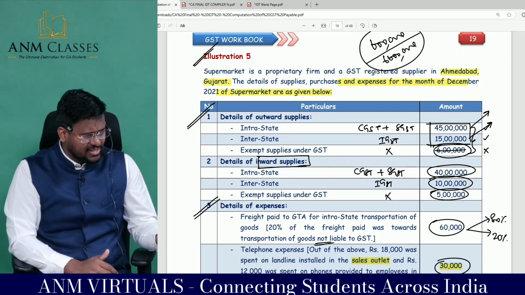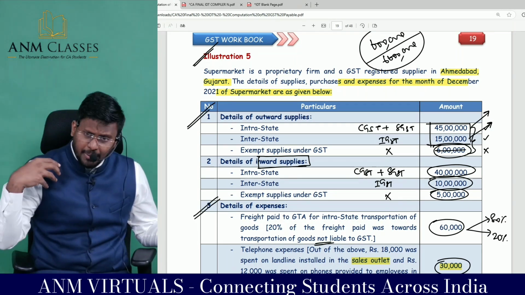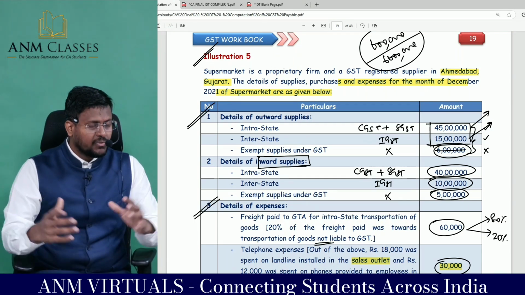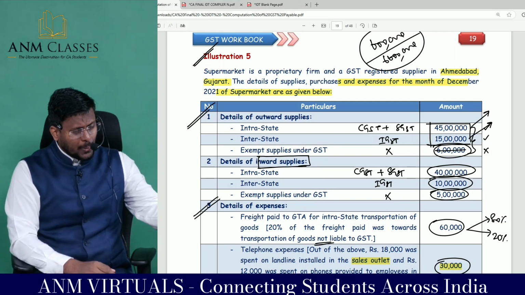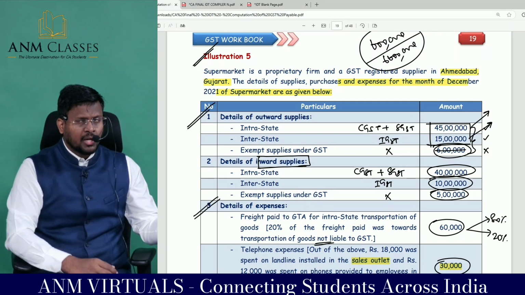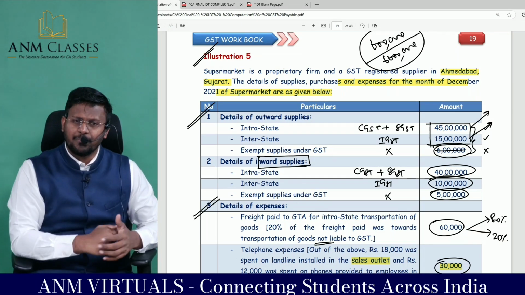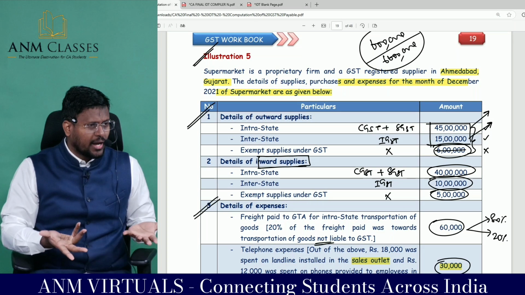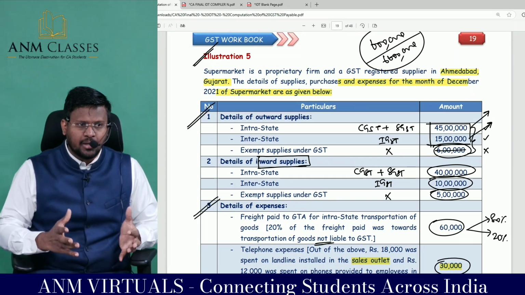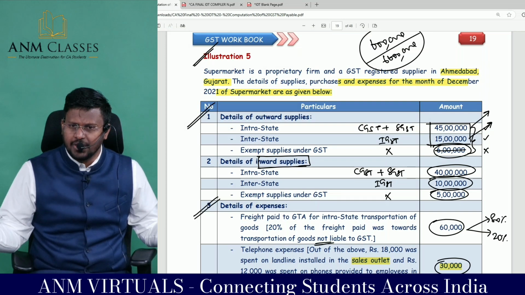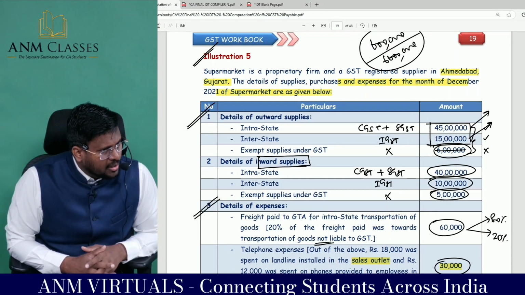If there is no exempt supply, there is only taxable supply, which may be intrastate or interstate, then the concept of apportionment will not apply. But in the outward supply, if there is exempt supply, the taxable input would have been used to provide the exempt supply. For example, the telephone I am using. The telephone will not be exclusively used for taxable supply. Telephone is a general office and administration expense. It will be used for both what and what? Taxable supply and exempt supply.